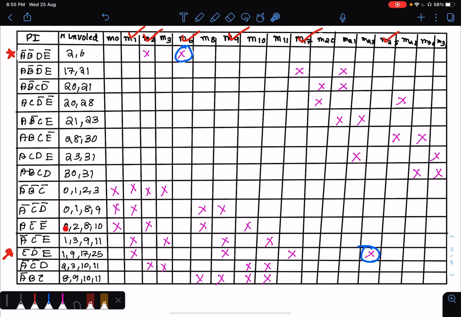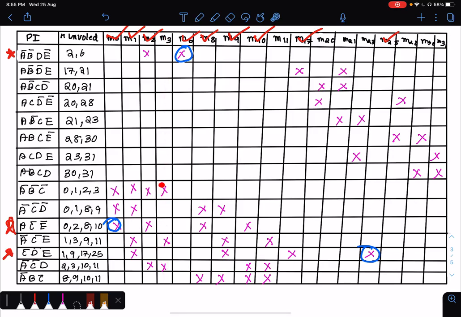It will cover 0, 8, and 10. So whichever prime implicant covers the maximum number of terms, select that. So this is our essential prime implicant. Understand? That's all. After getting the essential prime implicant, the next step is to tick which all are covered. M0 is covered, M2 is already covered, M8 is covered, and M10 is covered. M3 is not at all covered, so come to the case of M3.